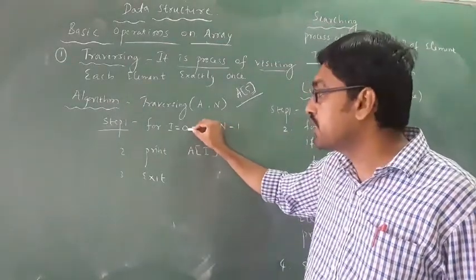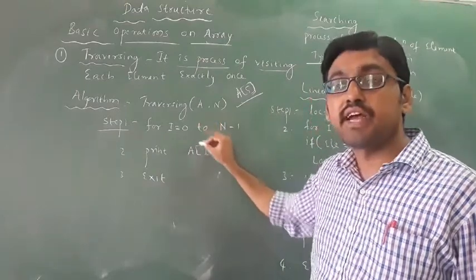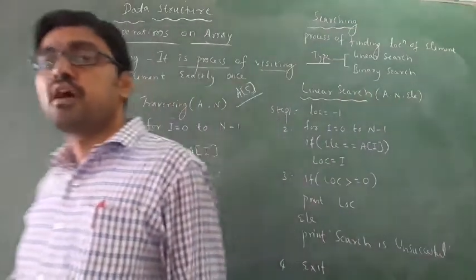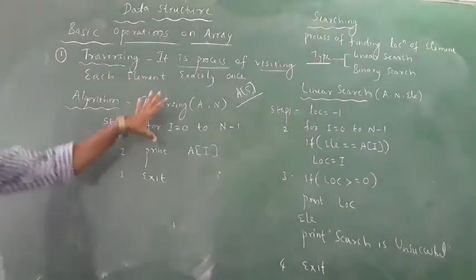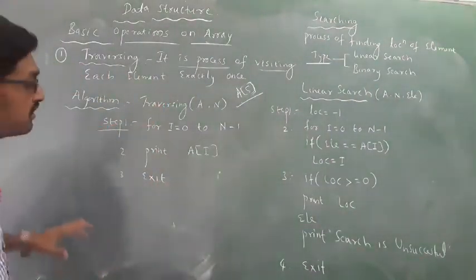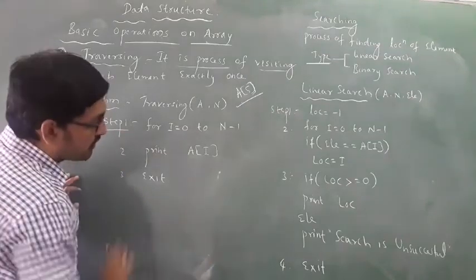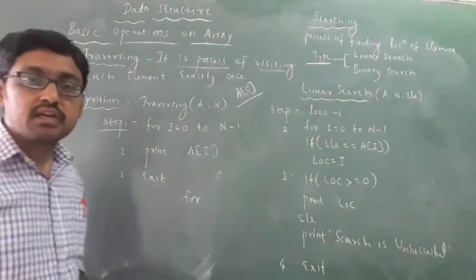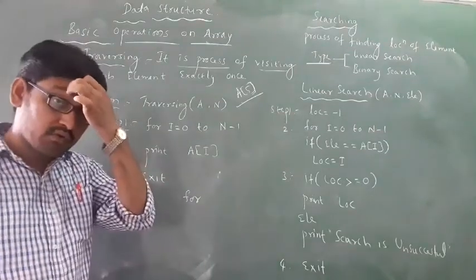This element can be visited here exactly once. This process is called what? That is called traversing. Example, how to write this traversing by using a program. We use a for loop. For example, I want to display numbers, 1 2 3 4.